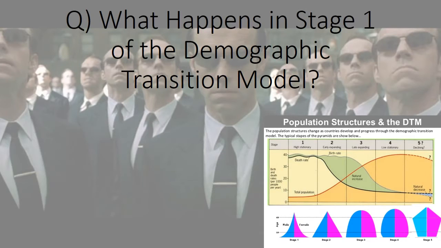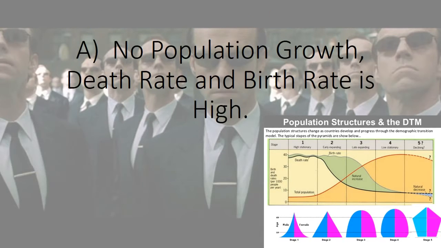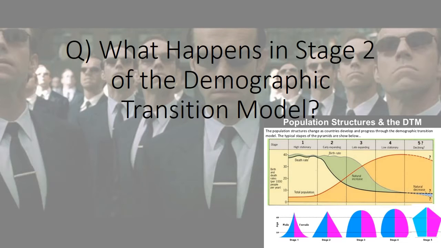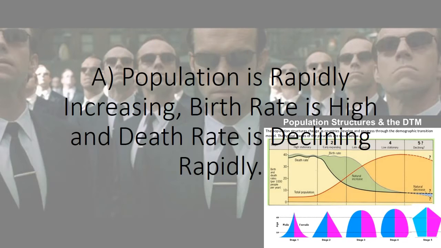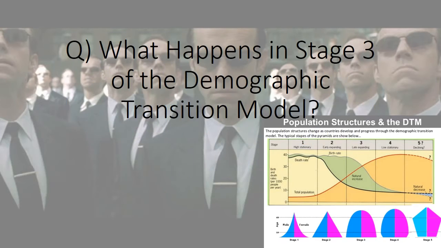What happens in stage 1 of the demographic transition model? No population growth, death rate and birth rate is high. What happens in stage 2 of the demographic transition model? Population is rapidly increasing, birth rate is high, and death rate is declining rapidly.